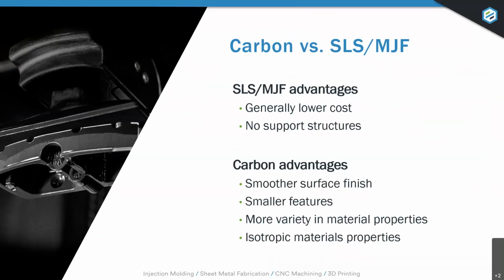If you are comparing the nylon material, MJF or SLS, to carbon, the advantages of each technology are that SLS and MJF have generally lower cost and they don't require support structures, whereas carbon will have a smoother surface finish, smaller feature size, more variety of material properties, and more isotropic material properties.